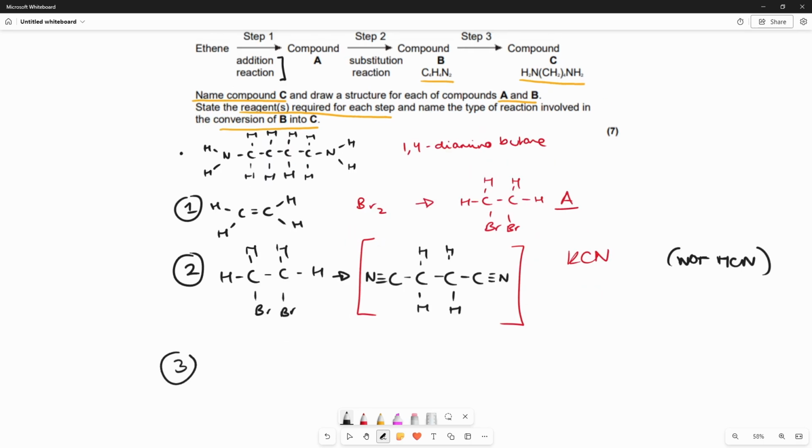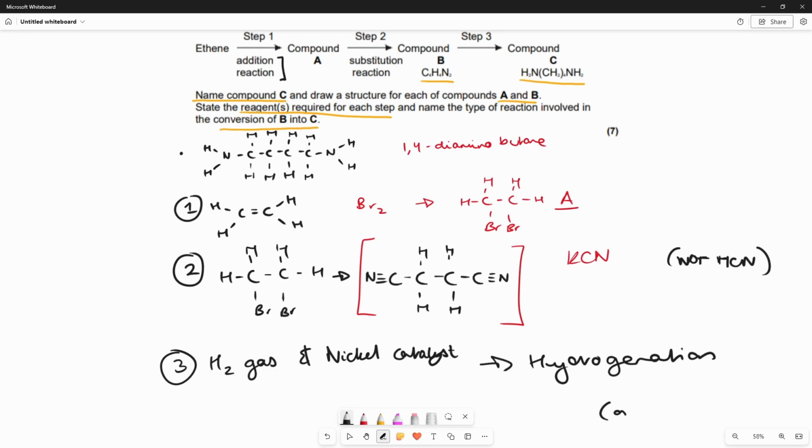So in step 3, we go from this dinitrile to our 1,4-diaminobutane. This is done through reducing the molecule with hydrogen gas and a nickel catalyst, or you could use lithium aluminium hydride or any other reducing agent that works to reduce nitriles, but this is the one that I'd go for, and this reaction is called a hydrogenation reaction. So the conversion of B to C is a hydrogenation reaction, or you could say it's a reduction reaction, but I prefer to say hydrogenation.